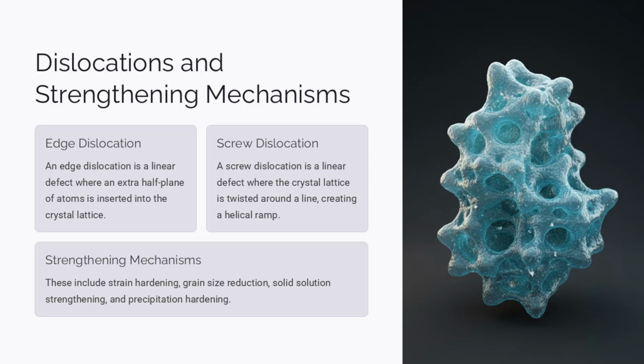The slide also mentions several strengthening mechanisms that can be used to improve the mechanical properties of materials, including strain hardening, grain size reduction, solid solution strengthening, and precipitation hardening. I'll explain each of these strengthening mechanisms in more detail in the next few slides.